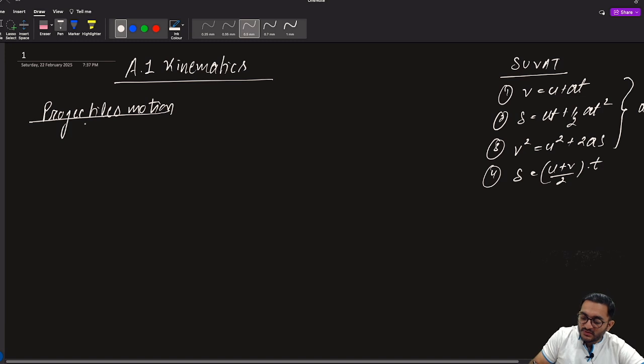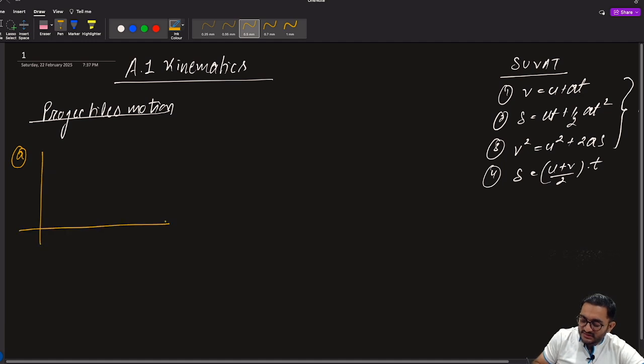But first you need to understand one thing: when it comes to projectile motion, there are three types of questions which the examiner usually asks you. The very first case, case A, is the classical case of projectile motion, where an object has been thrown with a certain speed and a certain angle from the ground, and this is how the motion is going to take place.